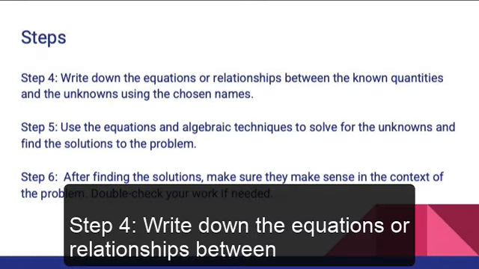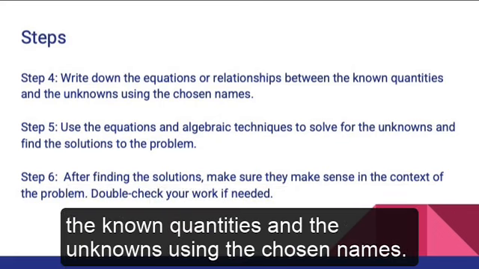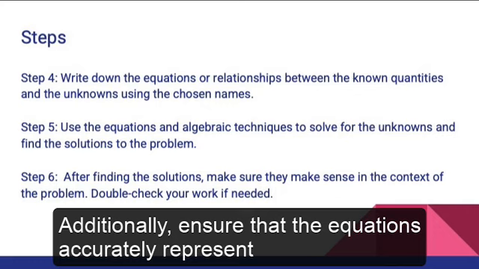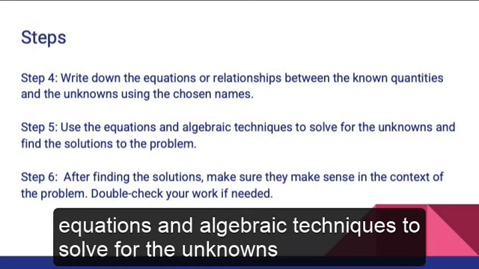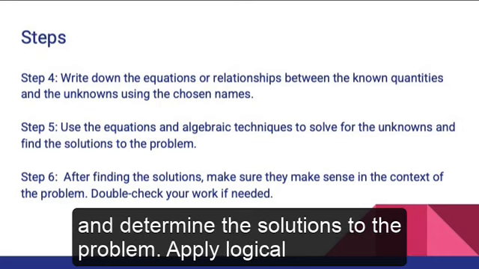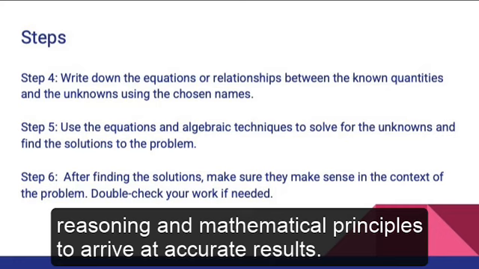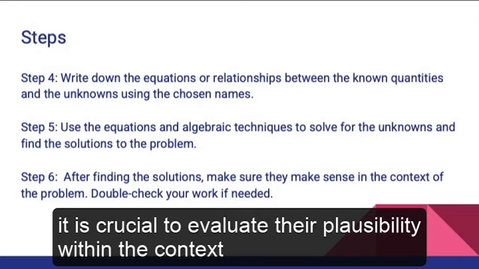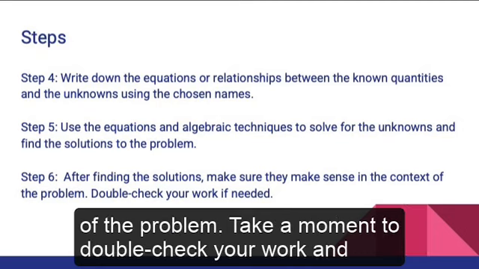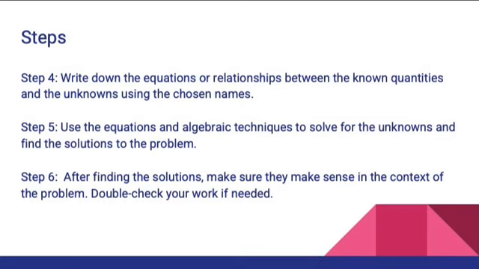Step 4. Write down the equations or relationships between the known quantities and the unknowns using the chosen names. Additionally, ensure that the equations accurately represent the problem at hand. Step 5. Utilize the equations and algebraic techniques to solve for the unknowns and determine the solutions to the problem. Apply logical reasoning and mathematical principles to arrive at accurate results. Step 6. Once the solutions have been obtained, it is crucial to evaluate their plausibility within the context of the problem. Take a moment to double-check your work and verify the validity of the solutions.